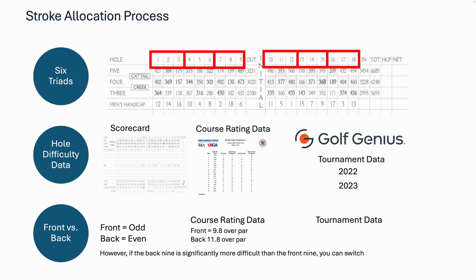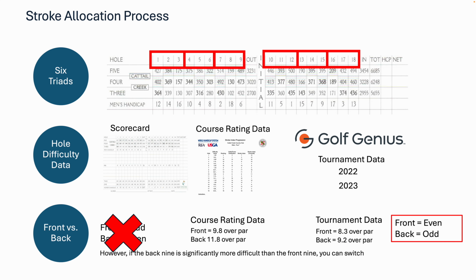In the course rating data, the front 9 is actually 2 strokes easier than the back. In our tournament data over the last 2 years, it's only 1 stroke different. However, we felt it was still appropriate to keep the current scorecards. We're not going with that general guideline, and we're going to say the front 9 gets the even strokes and the back 9 gets the odd strokes, which is consistent with our current scorecard.